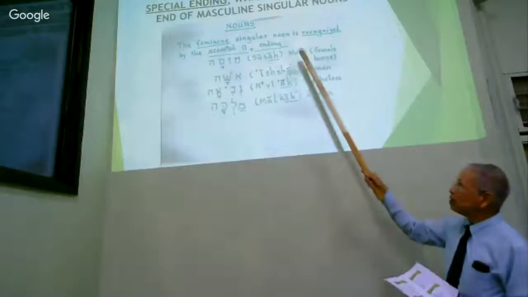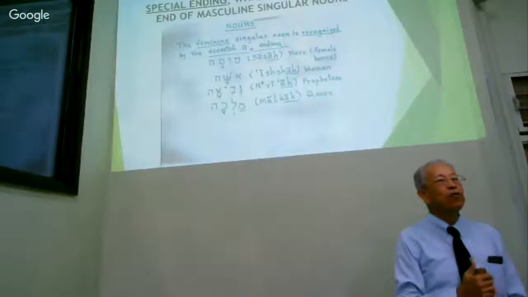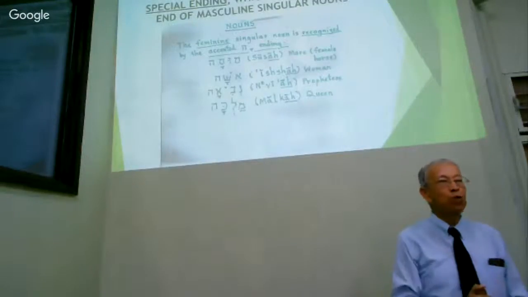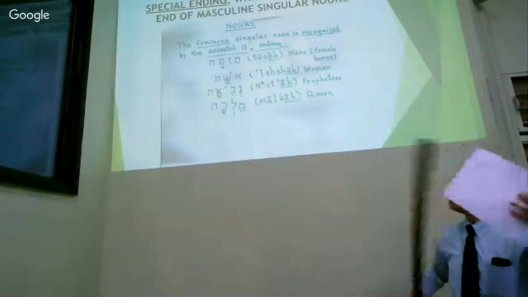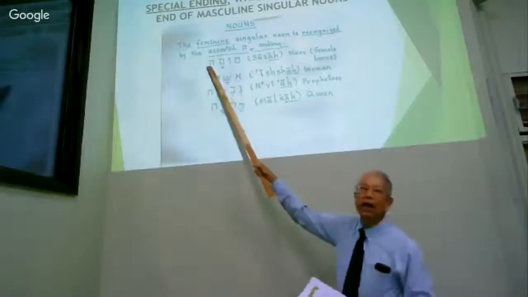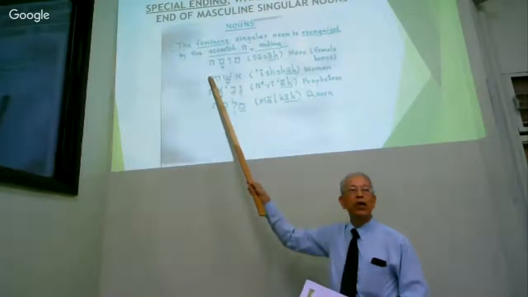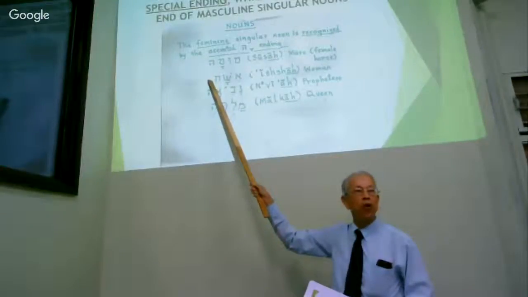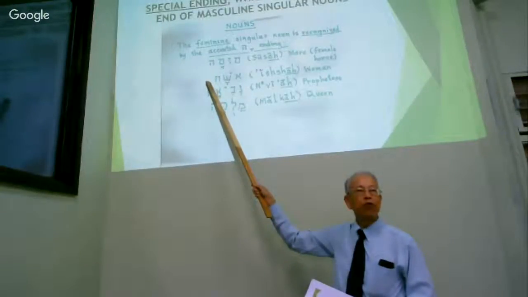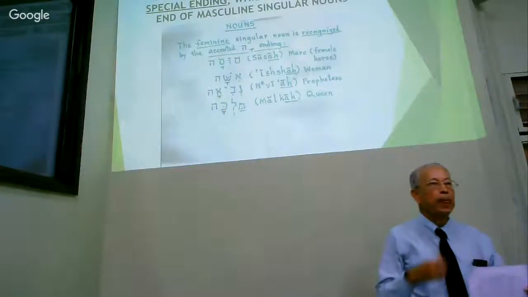Okay, so if you get a question such as, what is the sign of the feminine singular noun? What should you say? Commas A, A. When you add that to the end of a noun in the masculine singular, it produces the feminine singular form of the noun. Yes, sir. In this case, it has been accented.